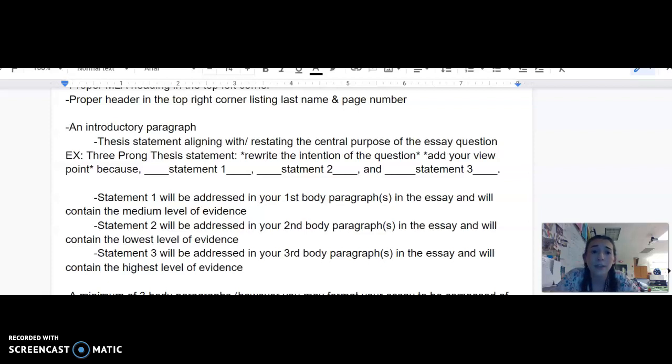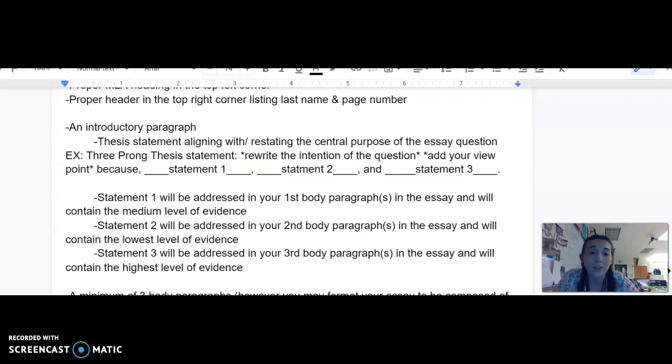Your first statement will be addressed in your first body paragraph in the essay and will contain the medium level of evidence. So if we were going to rate your paragraphs as to which one is your strongest argument, the first body paragraph would be the middle of the road body paragraph as far as strength of evidence.